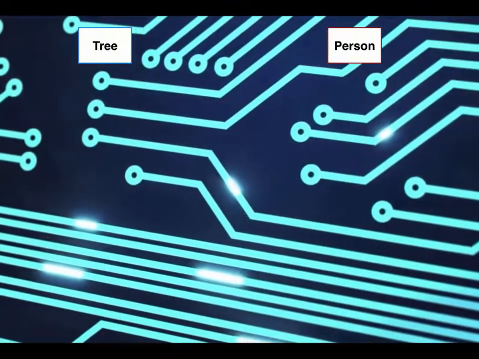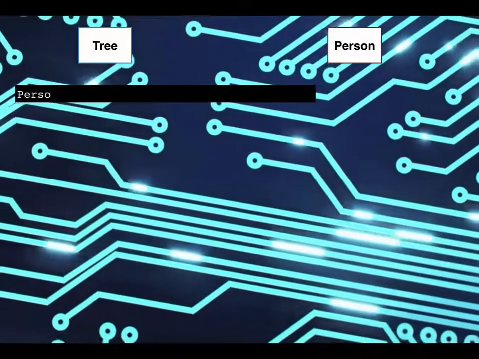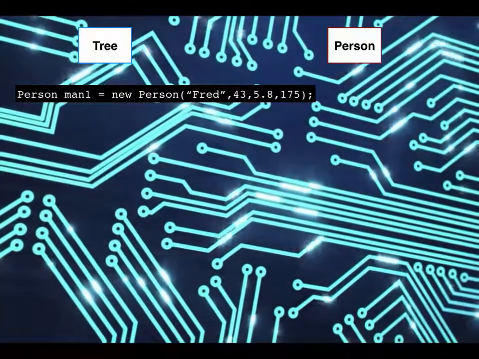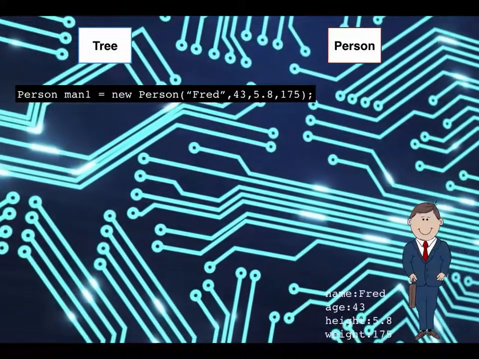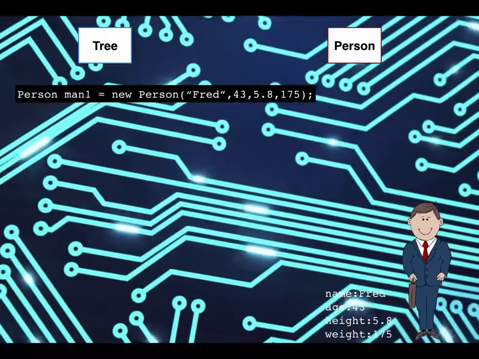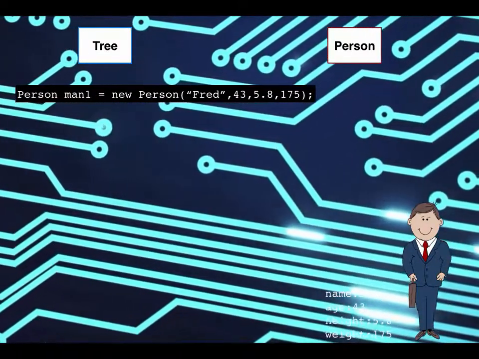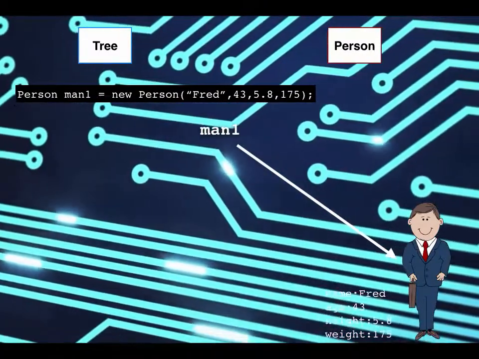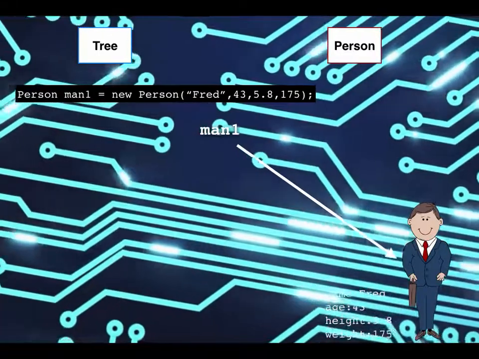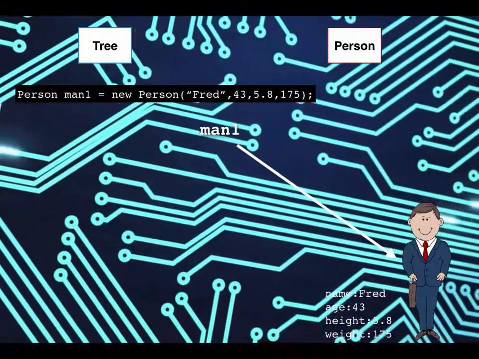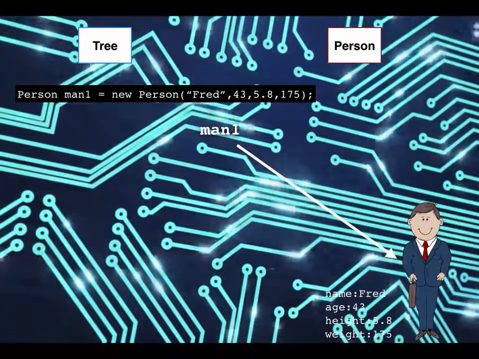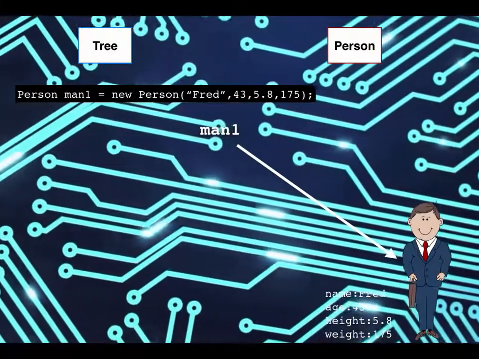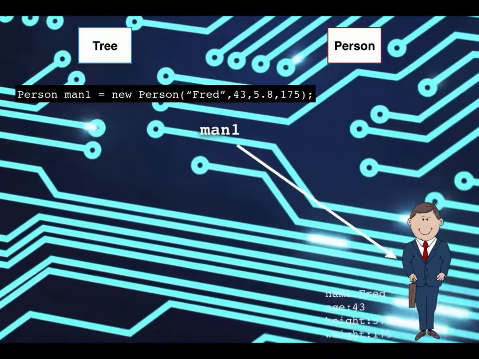Okay, now let's create an instance of the person class. Person man1 equals new Person("Fred", 43, 5.8, 175). And here's Fred. Fred is an instance of the person class. So while the person class endures from the beginning of my program to the end of my program, Fred can come and go. Fred's identifier is man1. So as long as Fred is not dereferenced from man1, he will continue to endure in my program. The moment he becomes dereferenced, the garbage collector will eventually come by and dissolve him and remove him from computer memory. Fred has four instance variables: name, age, height, and weight.